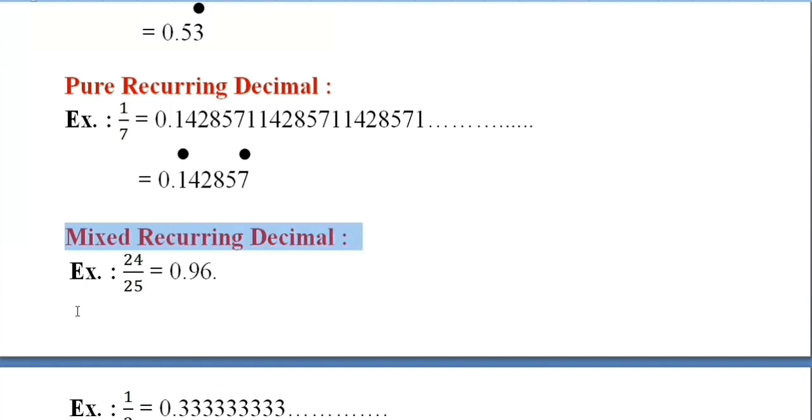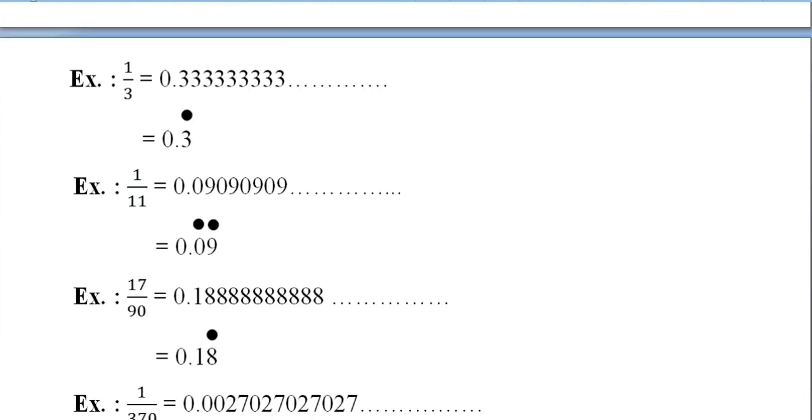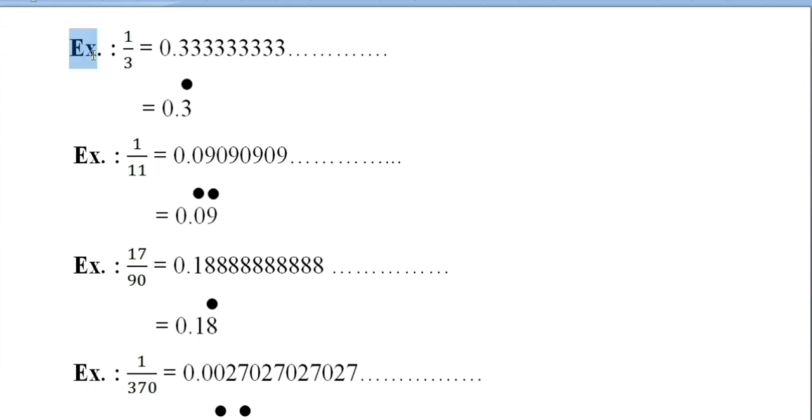Mixed recurring decimal. Example: 24/25 equals 0.96. Example: 1/3 equals 0.333333 and so on, which equals 0.3 recurring decimal.